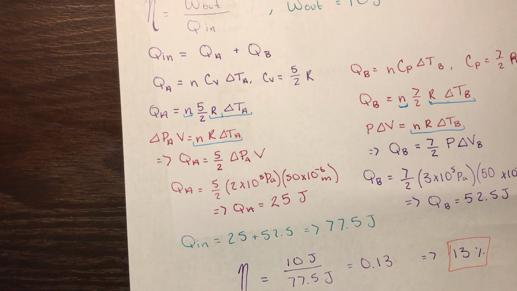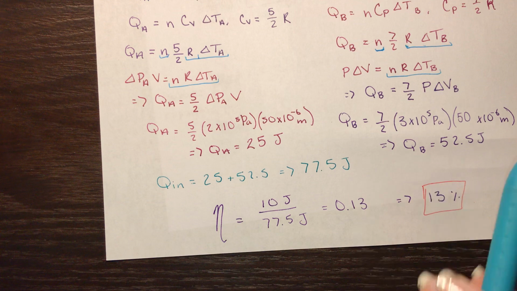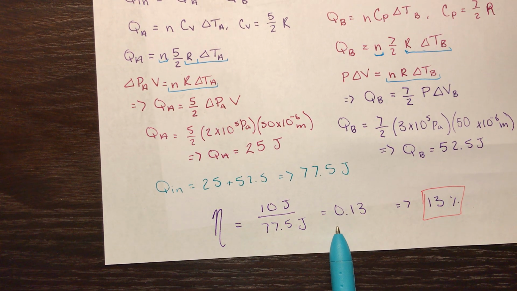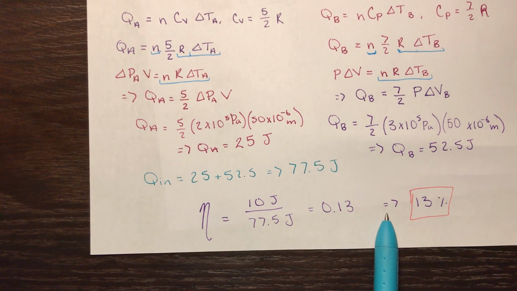And finally, our thermal efficiency is simply the 10 joules divided by the 77.5, and this is equal to 0.13 or 13%.